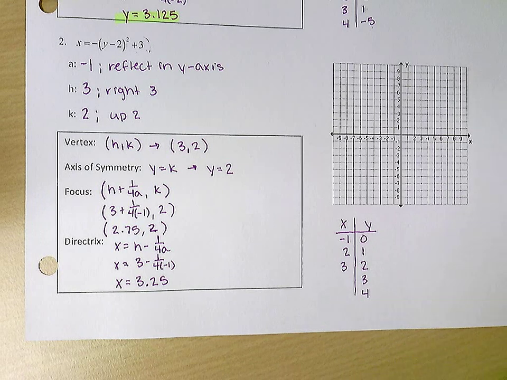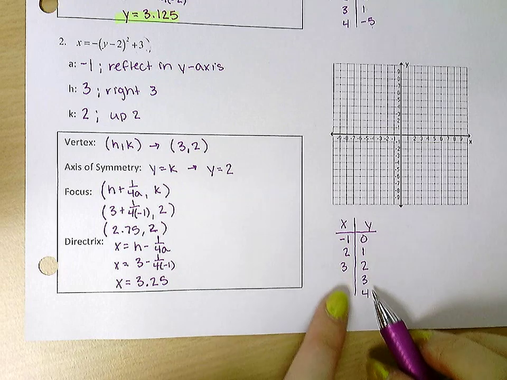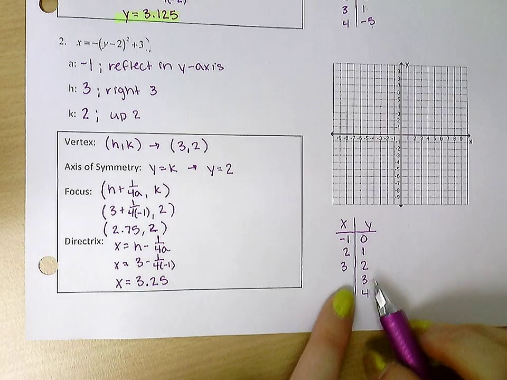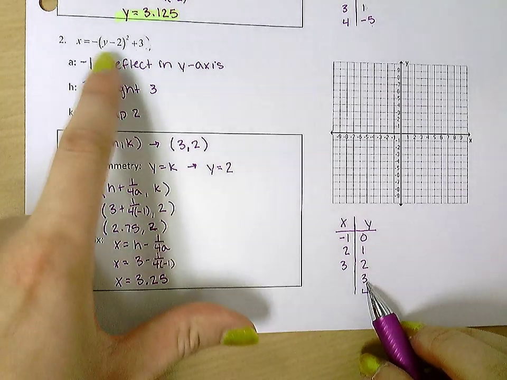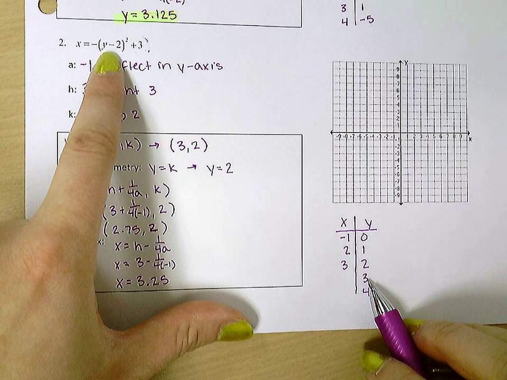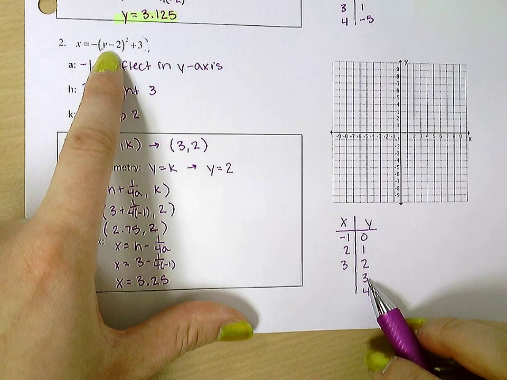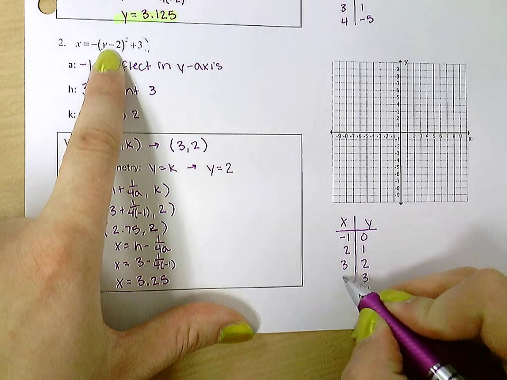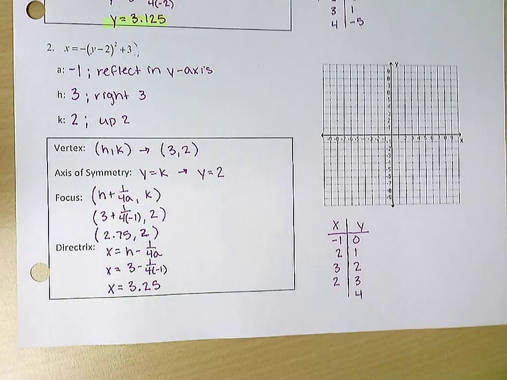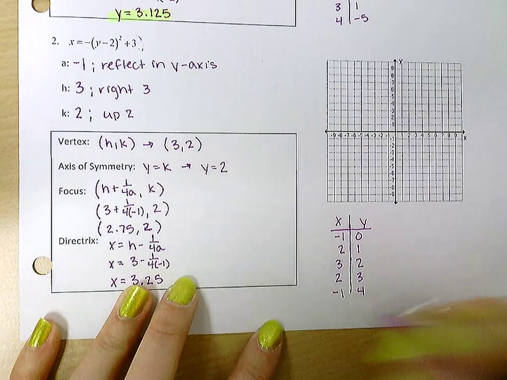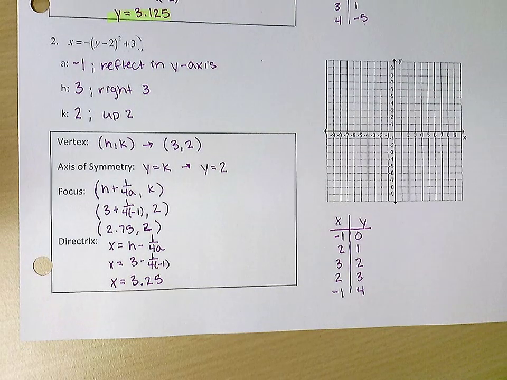Now since this is your vertex, again, it should reflect. So if I plug in 3, I should get 2. Plugging in 3 here, I have 3 minus 2 is 1. 1 squared is 1, times negative 1 is negative 1. So 3 minus 1 is 2. You see how it's going back the same way, meaning if I plug in 4, I should get negative 1.